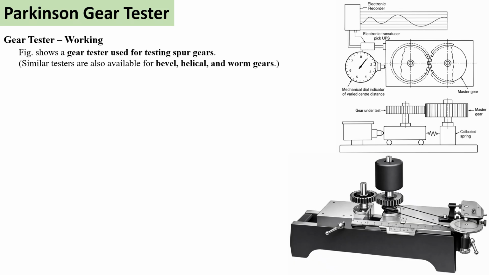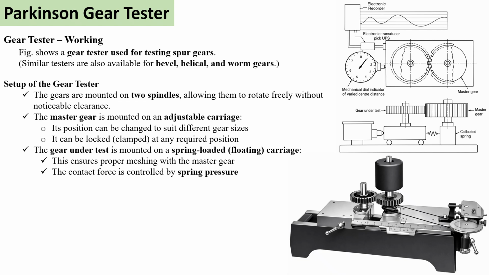This is the figure and schematic representation of the Parkinson gear tester, which shows a gear tester used for testing spur gears. Similar testers are also available for checking the composite error of bevel, helical and worm gears. So let's see the setup of the gear tester.